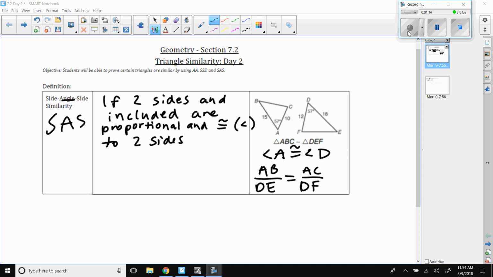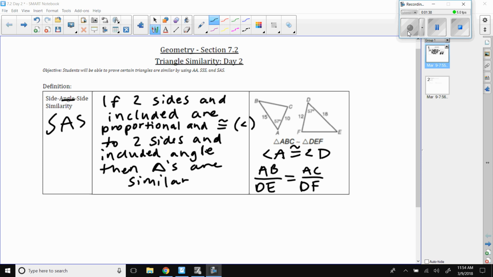to two sides and included angle, just one. Then the triangles are similar to one another, and they'll have this proportion here. You'll be able to tell whether these are equal or not. These two proportions will help you decide whether you're talking about a side angle side similarity.